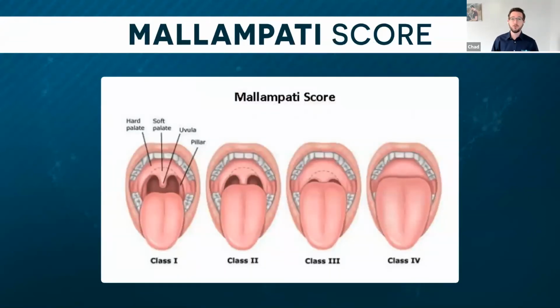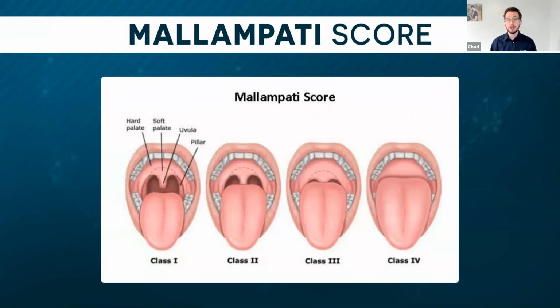The next evaluation tool we want to share with you is the Mallampati. The Mallampati was an ENT and anesthesiologist evaluation used to help determine the risk of someone collapsing their airway during surgeries and being put under. It's put into two different groups of classification. Class 1 and 2 patients are considered to not be at risk, while class 3 and 4 patients are considered moderate risk for obstructive sleep apnea.